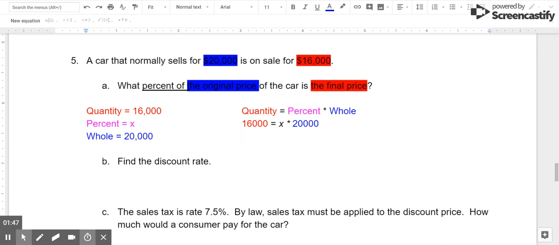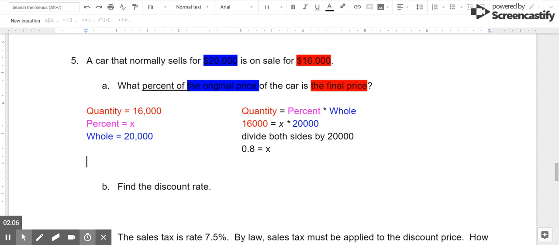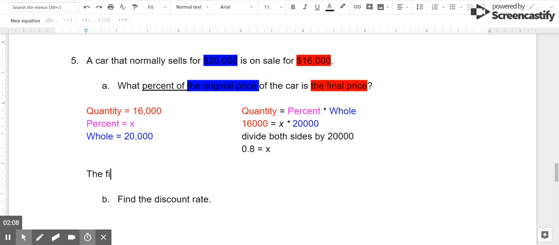And then to solve this equation, what I need to do is divide both sides by 20,000. This will allow me to isolate X. When I take 16,000 divided by 20,000, I get 0.8. And when I take X times 20,000 divided by 20,000, I just get X. So what this tells me is that the final price of the car is 80% of the original price.